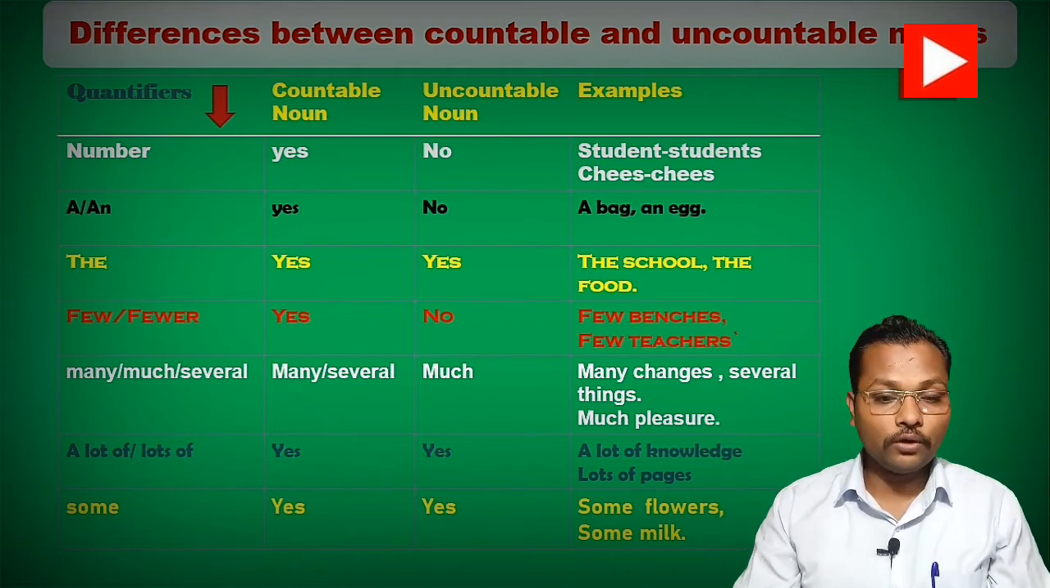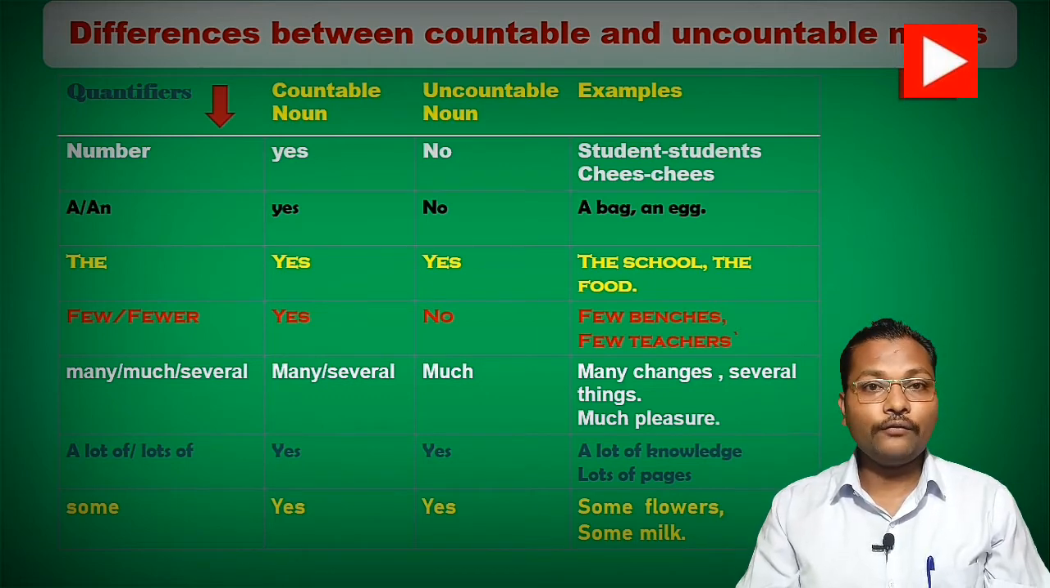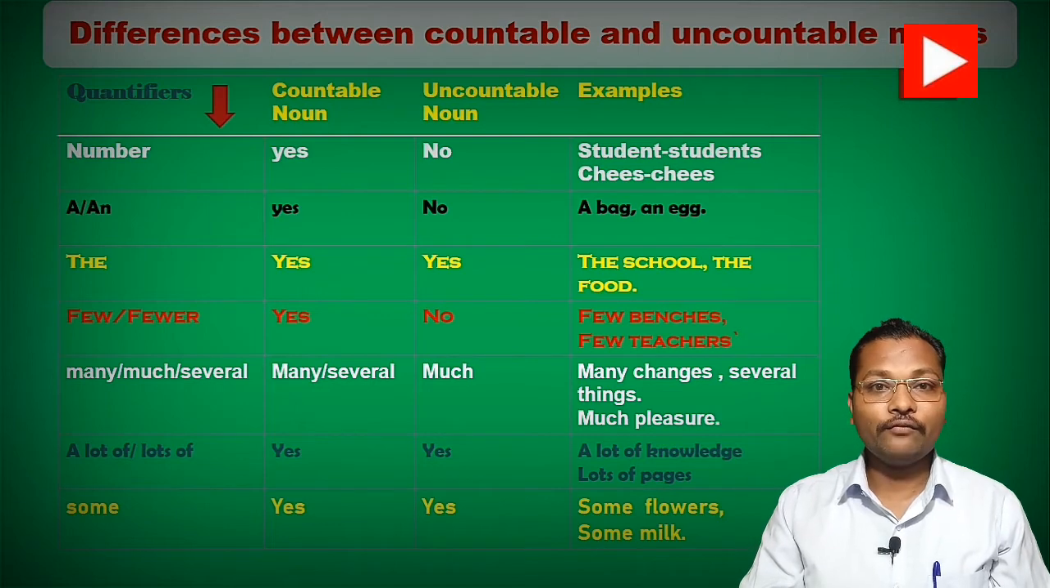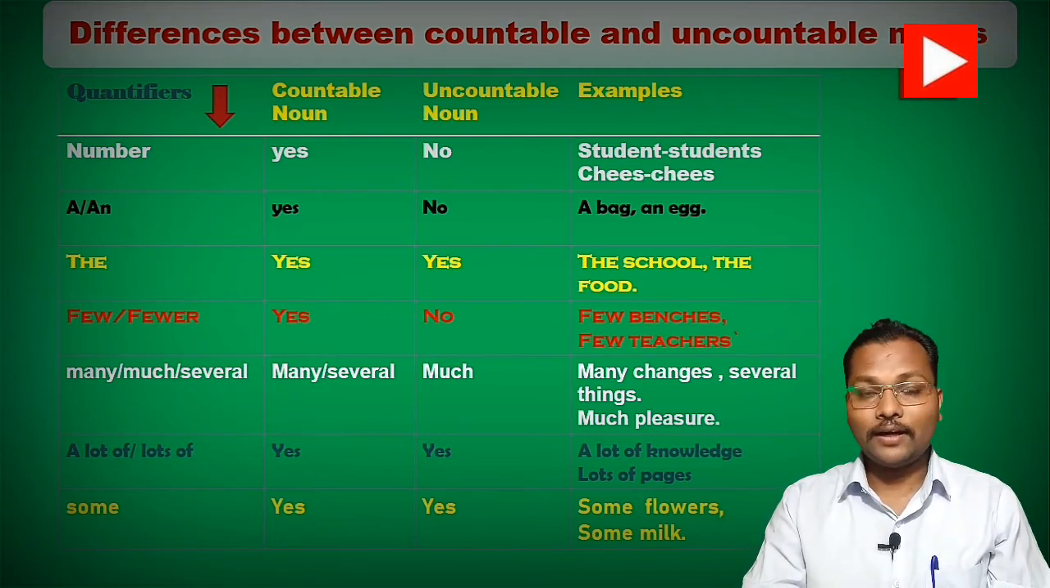Few or fewer. We can use few or fewer before countable nouns. For example, few chairs, but we never say few water. Few benches, few teachers are some of the examples.